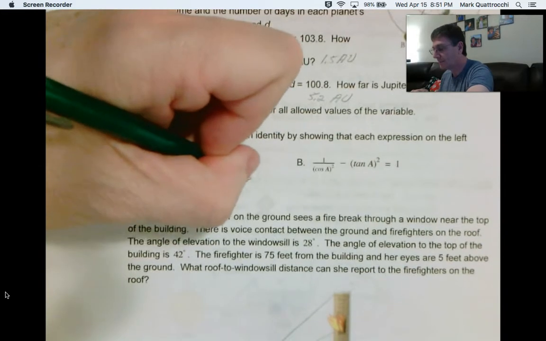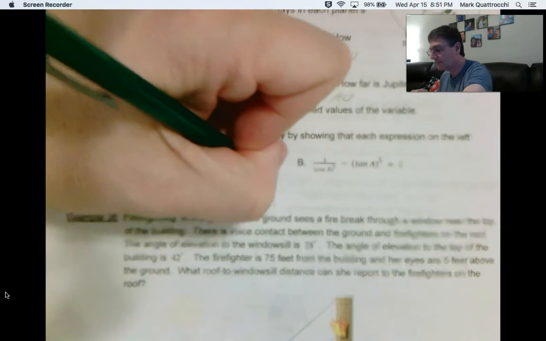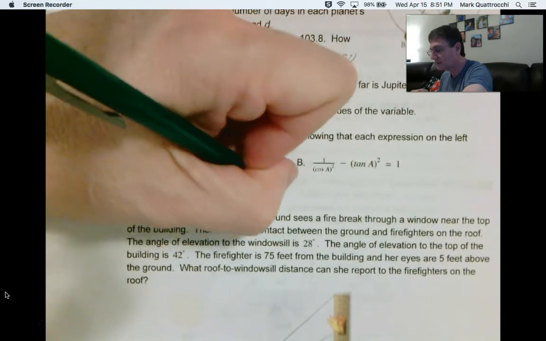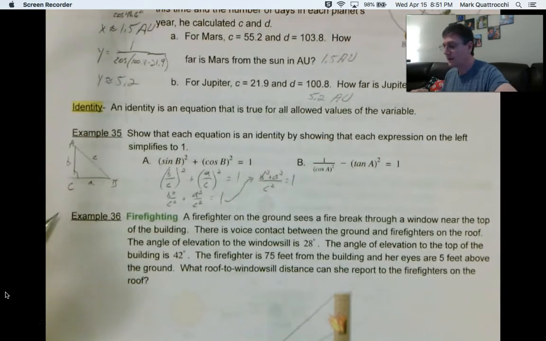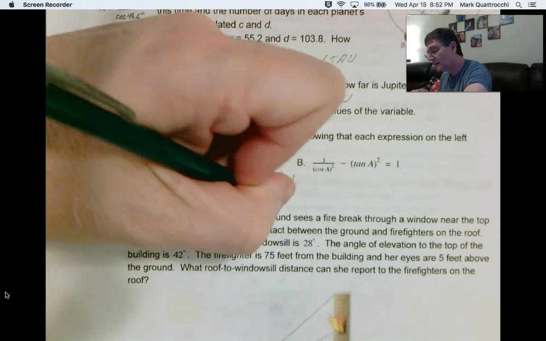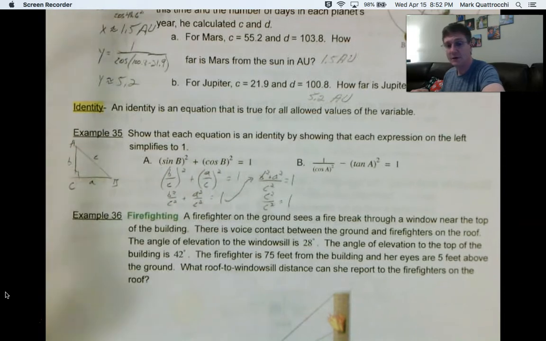Continuing this up here, I have a common denominator. B squared plus a squared over c squared equals 1. A squared plus b squared: the Pythagorean theorem tells us that that's equal to c squared. So the numerator is c squared. The denominator is c squared. C squared over c squared is 1.